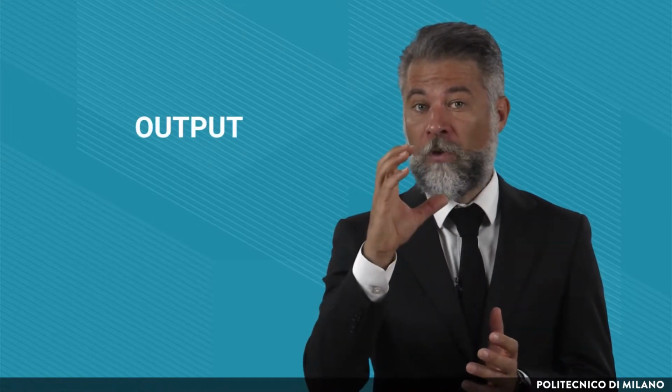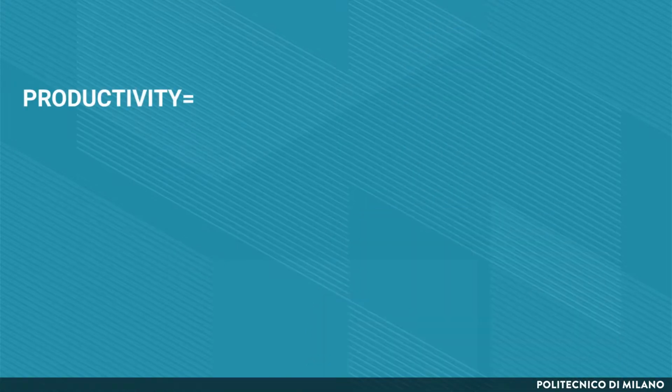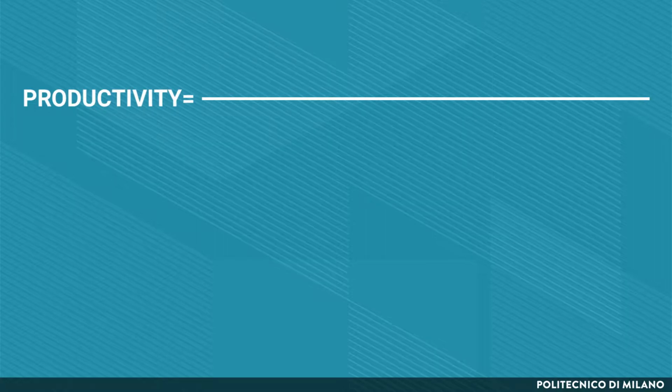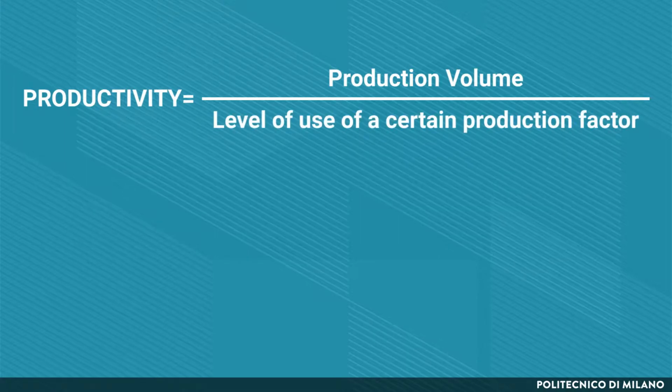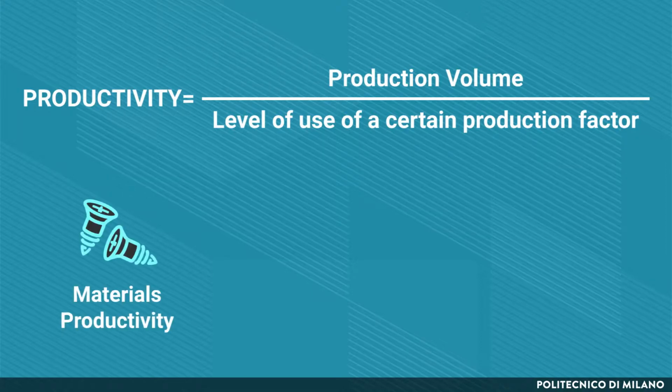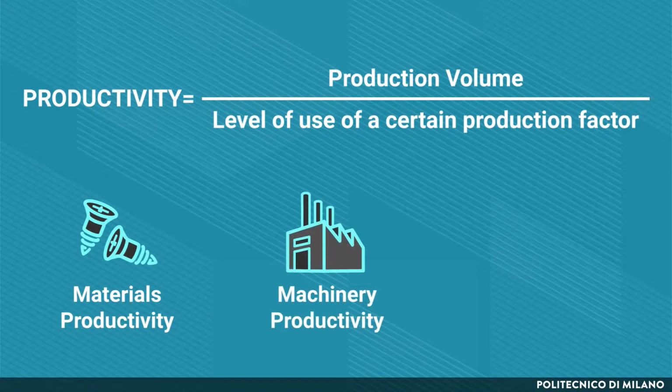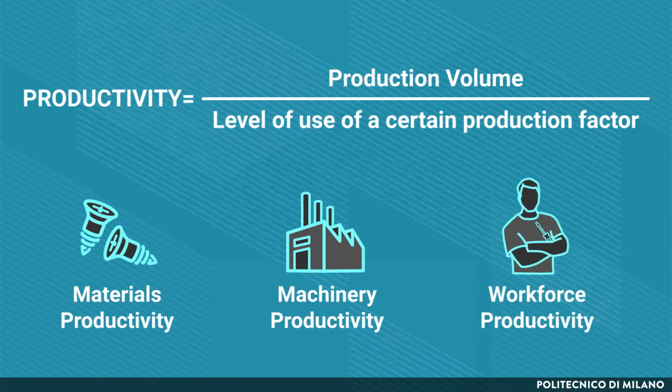In manufacturing contexts, productivity is very commonly assessed using indicators of efficiency, which are expressed as output versus input. So, productivity will be measured as the ratio between production volume, expressed in a certain unit of measurement, and the level of use of a certain production factor.